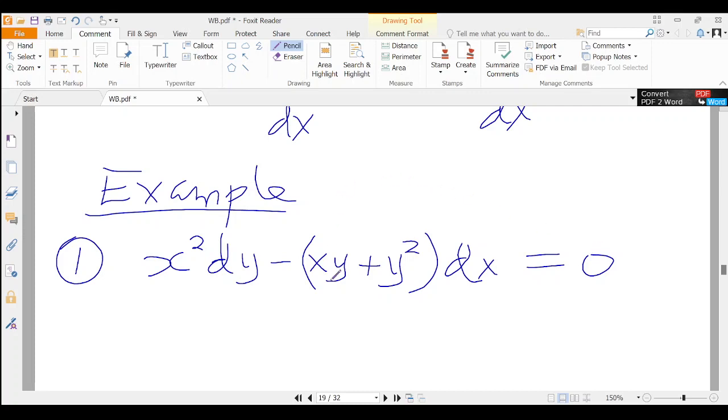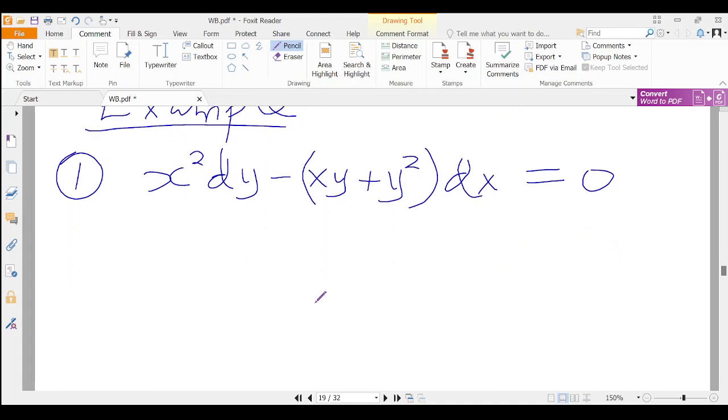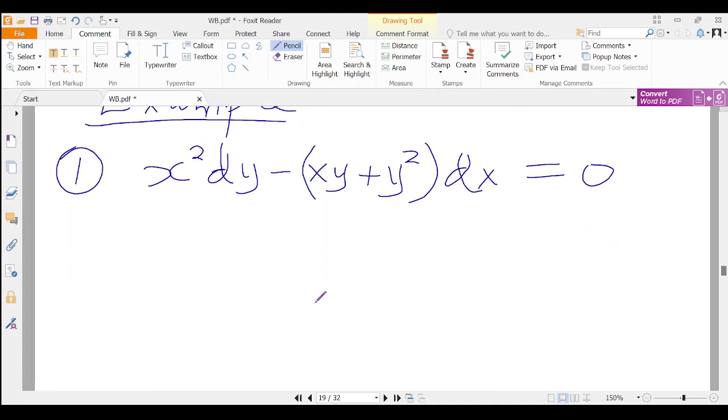So we can see that in this differential equation, there are some terms here. x squared is degree 2. xy, x power 1, y raised to power 1, so if we add the powers, you get 2. y squared, the power of y is 2, so this is degree 2 again. So we can see that the differential equation is homogeneous.